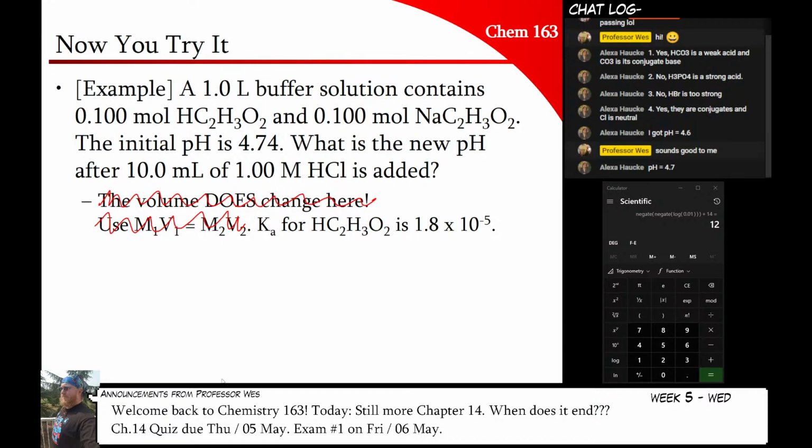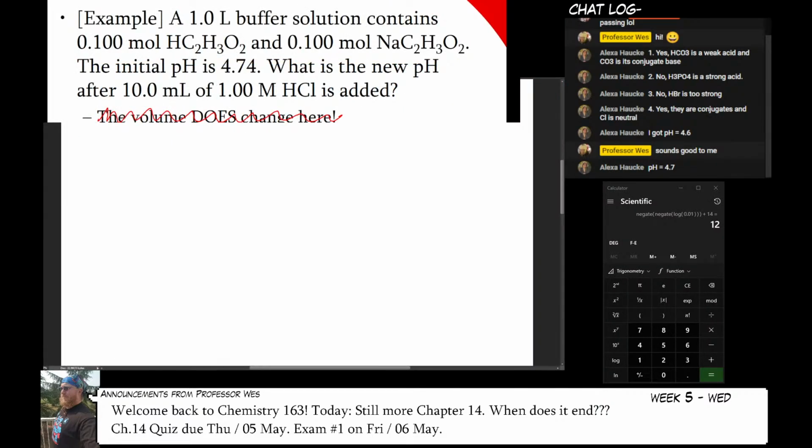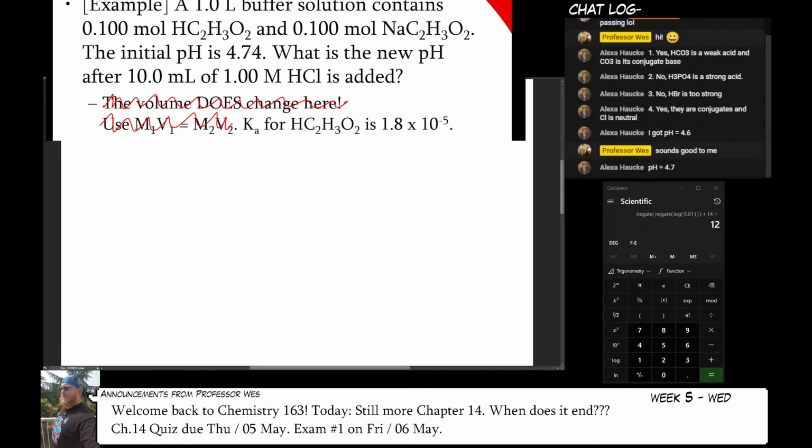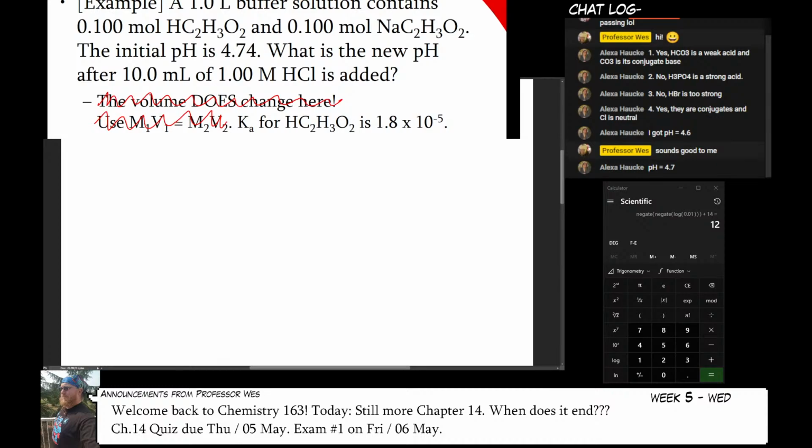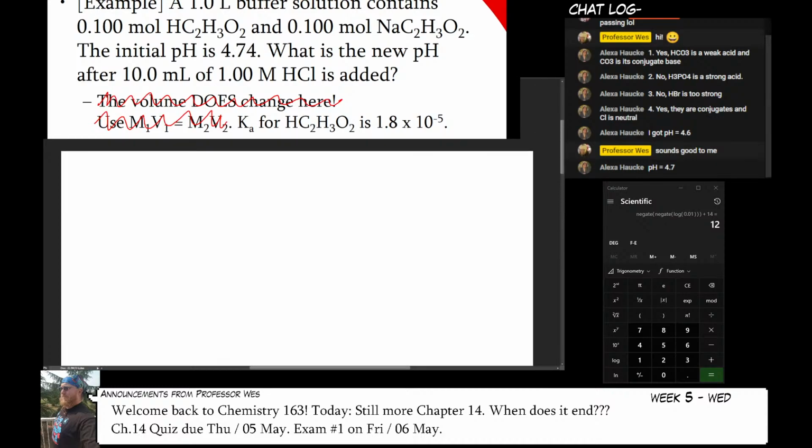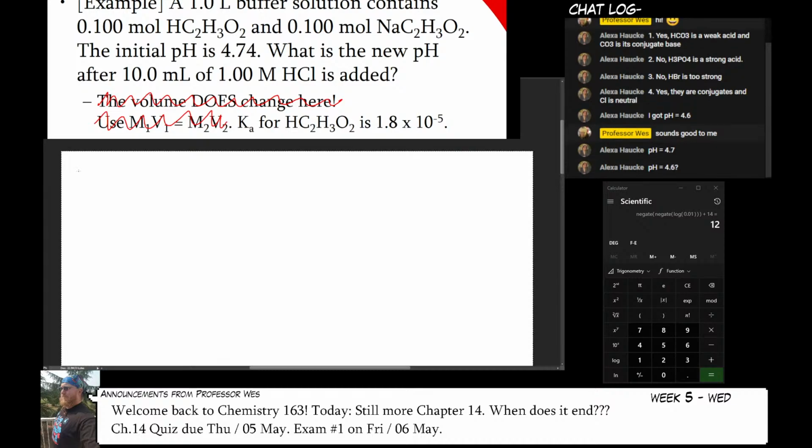So I've got to clear this again. Oh, I do need Ka. Actually, I don't really need Ka. That's the Ka I have memorized, because my brain is full of stupid constants. All right, so we are working with the same buffer. We're going to add 10 milliliters of 1 molar HCl, actually.